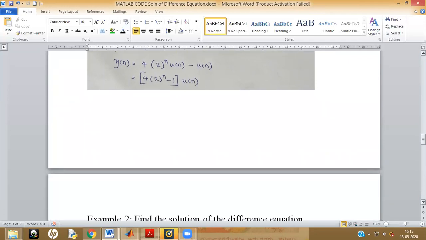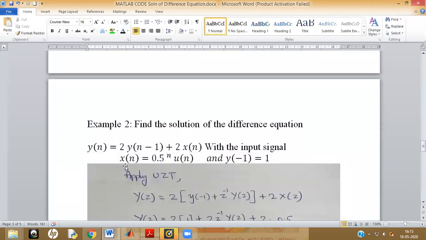Next one, what I have done is, instead of taking x of n as 0.5 u of n, I have made it 0.5 raised to n u of n. So instead of the previous example where u of n is always 1, so it was always half u of n. That means from n equal to 0 to n equal to infinity, it was always half. So now I have taken it as 0.5 raised to n. So its value keeps gradually decreasing this way, and for this kind of a signal, what is the solution of this particular difference equation?